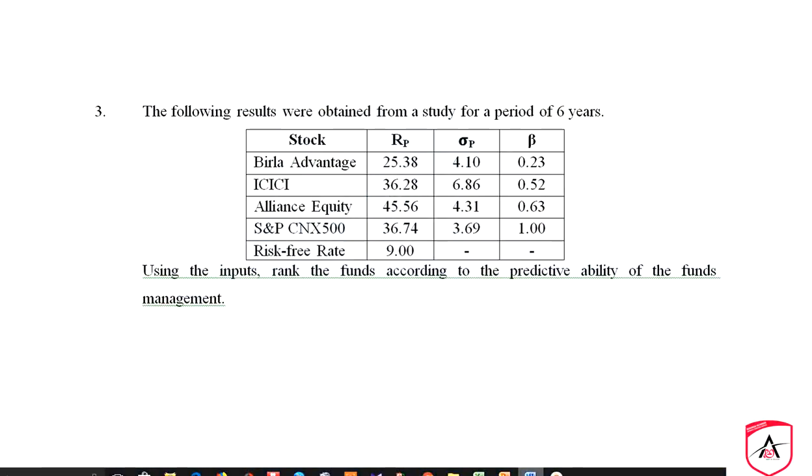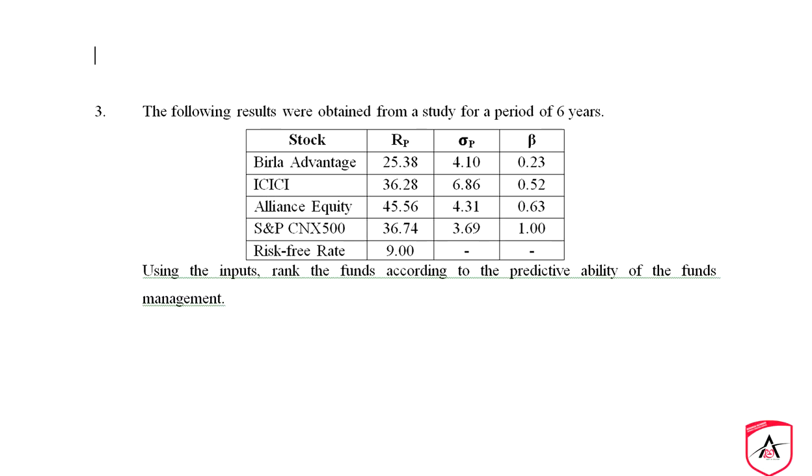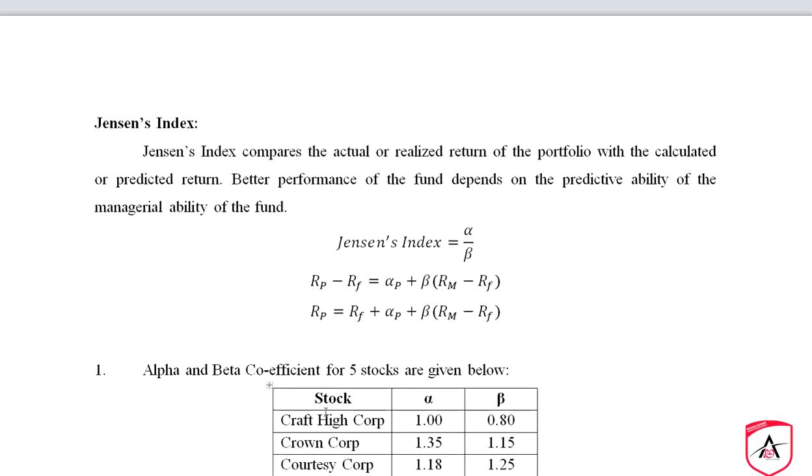Dear students, this is question number 3 in Jensen's performance index. I told you in the last question itself, whenever we are calculating Jensen's index, we need the alpha and beta value. If this alpha value is not given, we have to use any one of these formulas, either one.